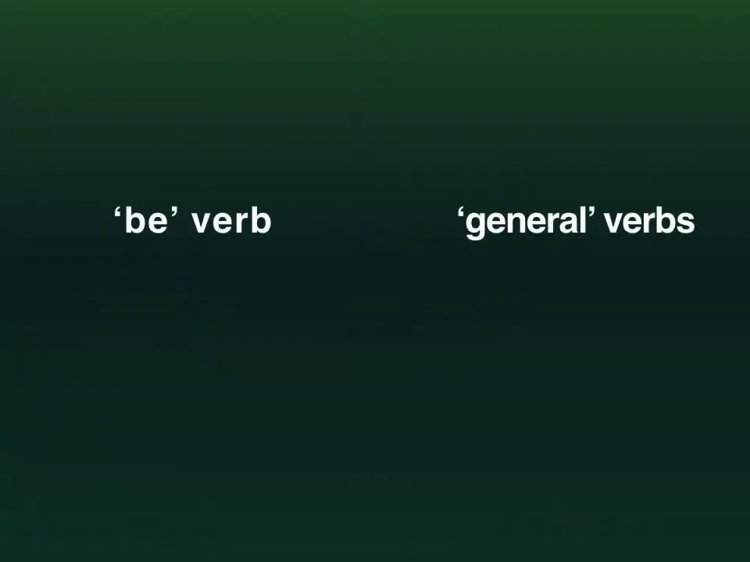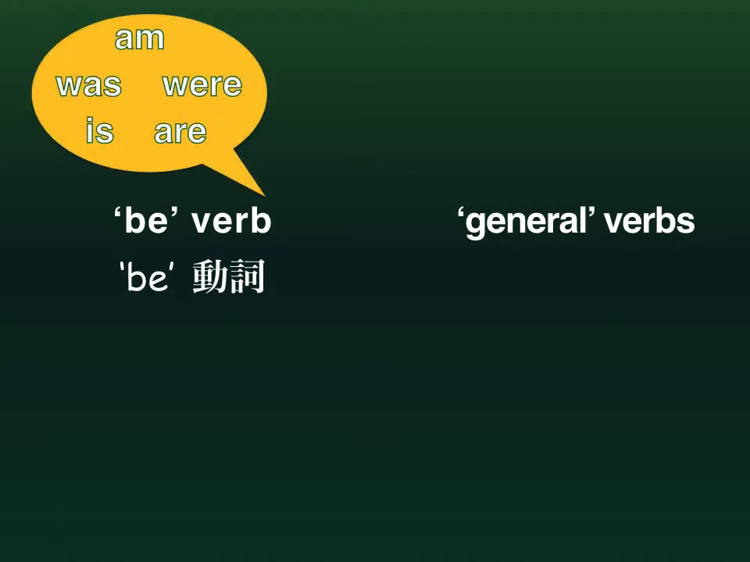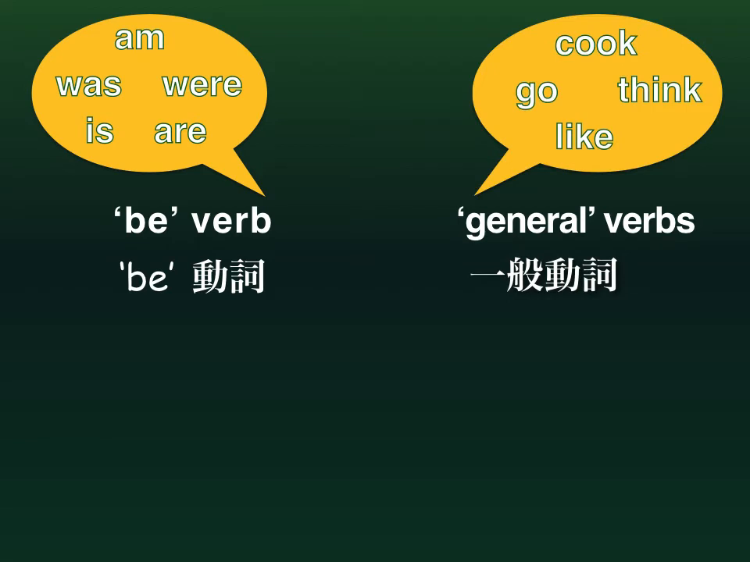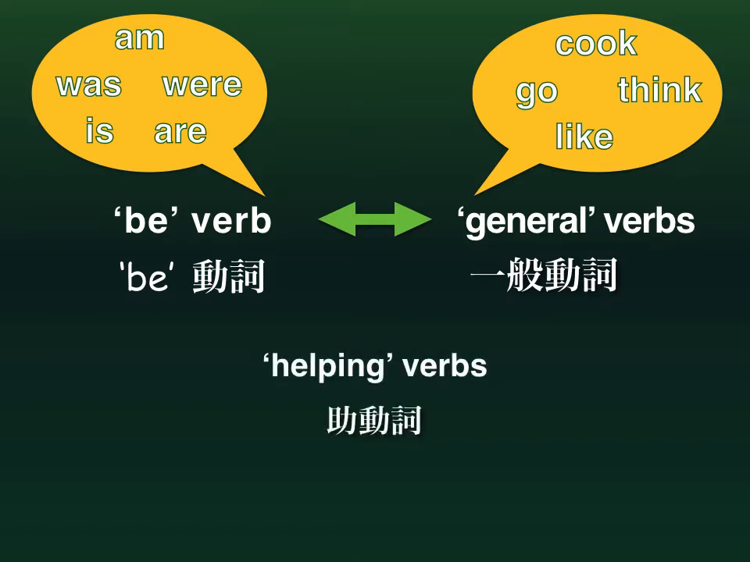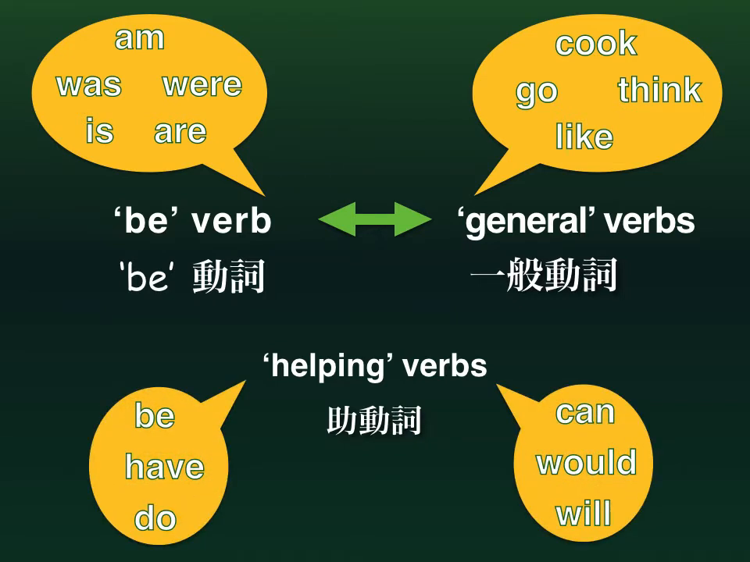To start, let's look at the verb be. I am, you are, it is, etc. and compare it with general verbs such as cook, go, think, and like. When we make negative sentences, these two become very different. Next, we have helping verbs. There are 2 types, but they are very similar. These help to change the meaning of the main verbs.